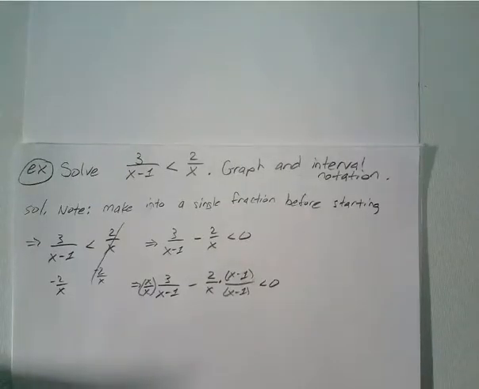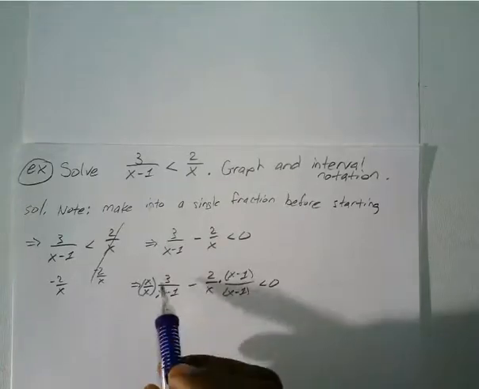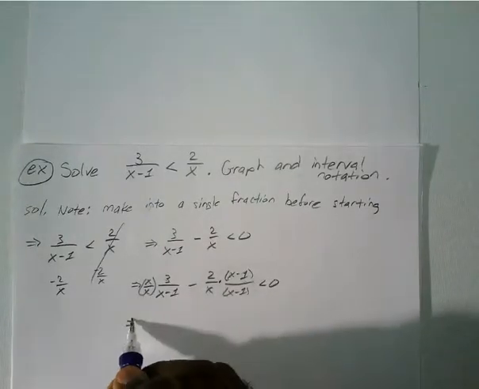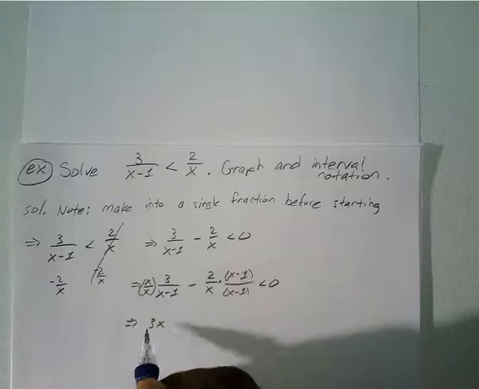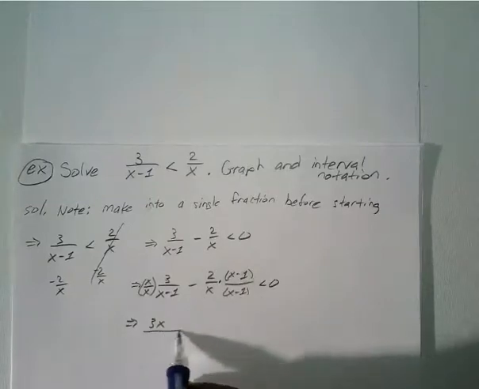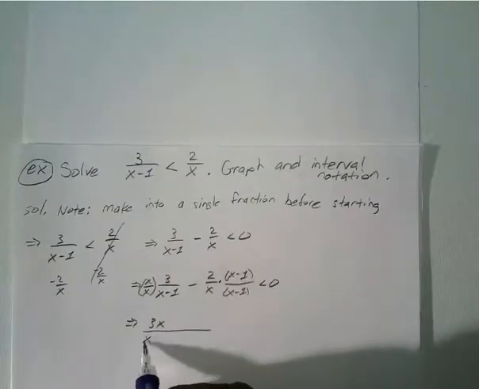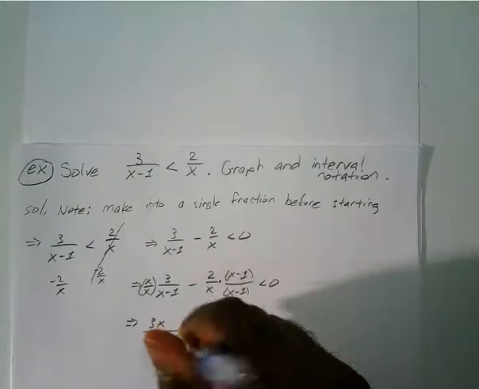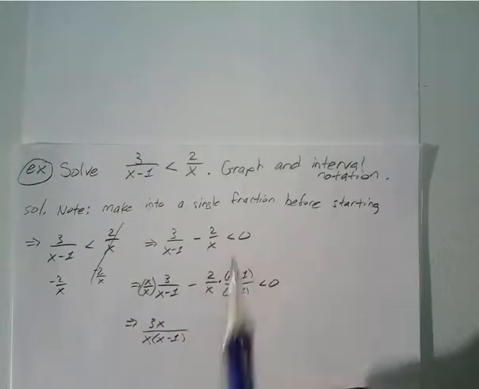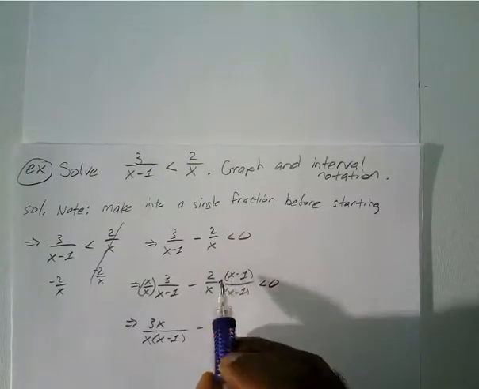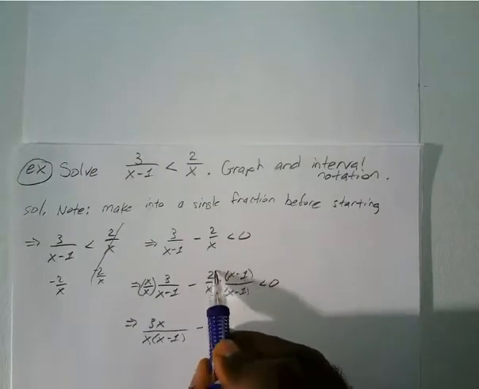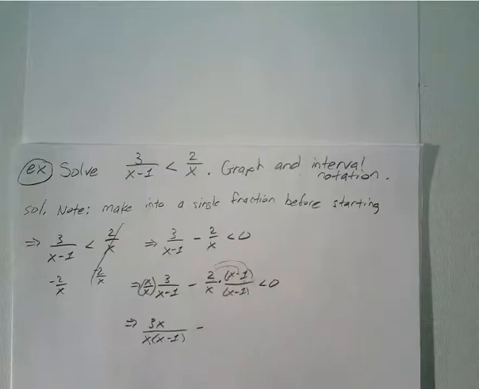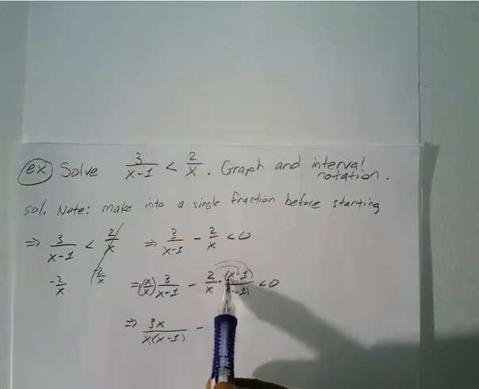Okay, so all we're doing is getting our common denominators. So 3 times x, that's 3x, over x times x minus 1, minus 2 times x minus 1. If we go ahead and distribute the 2, that'll be minus 2x.